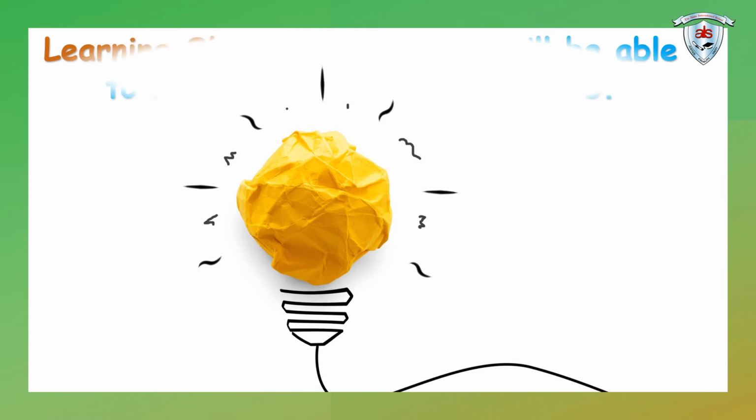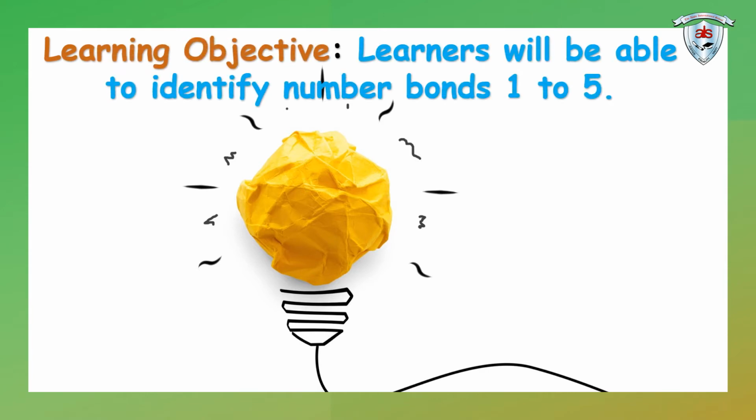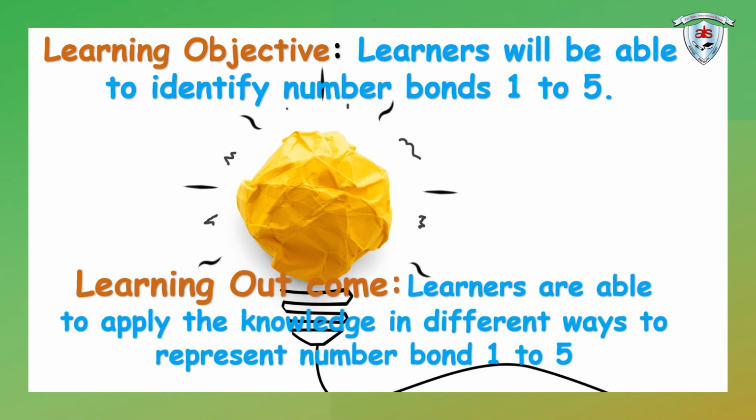Children, today's learning objective is learners will be able to identify number bonds 1 to 5. And today's learning outcome is learners are able to apply the knowledge in different ways to represent number bond 1 to 5.